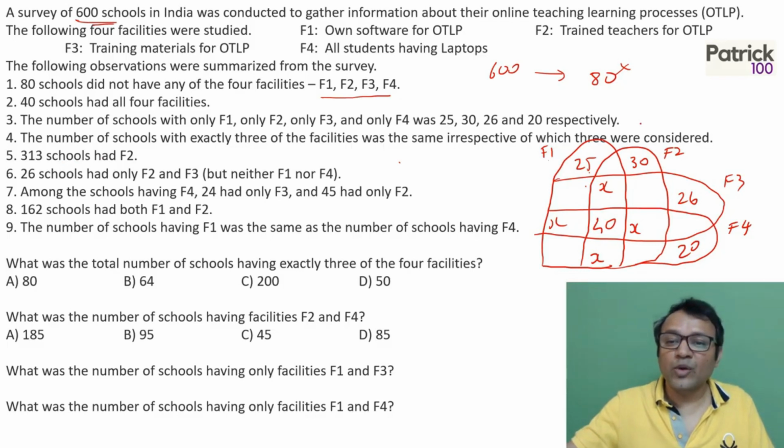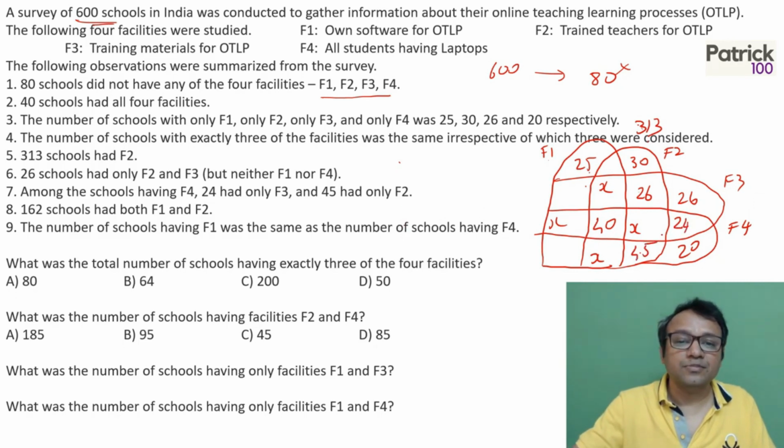300 schools had F2, so F2 had 313, so I put 313 out here for F2. 26 schools had only F2 and F3, but neither F1 nor F4, which comes here. Then among the schools having F4, 24 only F3, so 24 will come here. And 45 only F2, so 45 will come here. 162 schools had both F1 and F2. F1 and F2 will be common between here, so this will be 162.